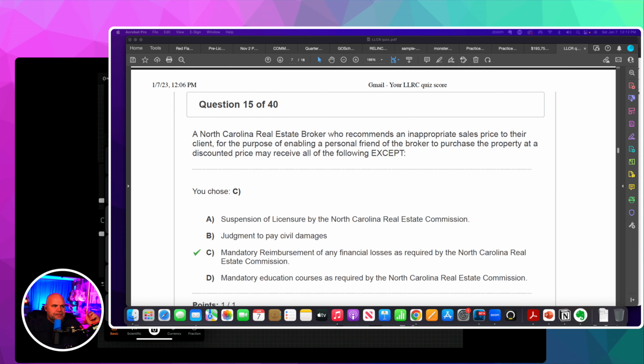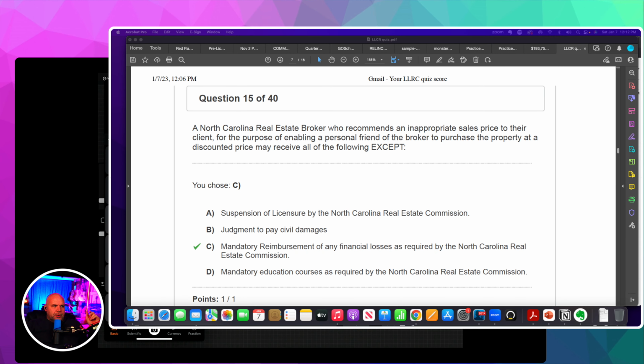And then you said 15. A broker who recommends an inappropriate sales price to their client for the purpose of enabling a personal friend of the broker to purchase at a discounted price may receive all of the following except. So they basically are self-dealing here. They're doing something to help their friend, not their client. Would they get suspended by the commission? Yes, they would. But therefore that's not the answer, because we're looking for the thing that would not happen.